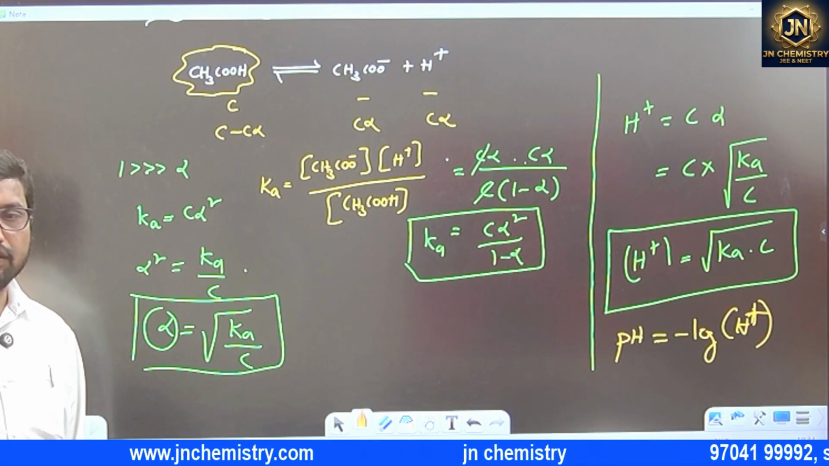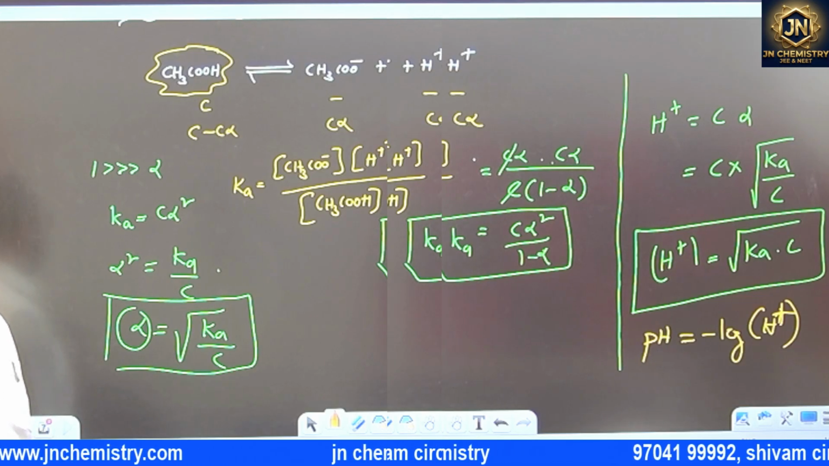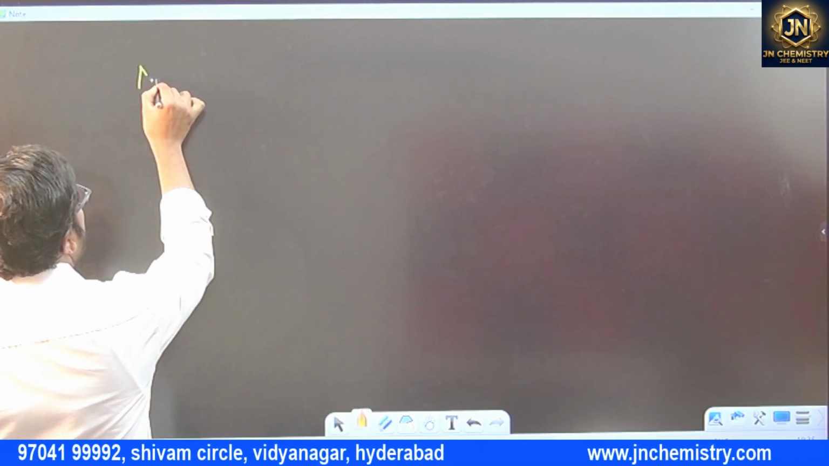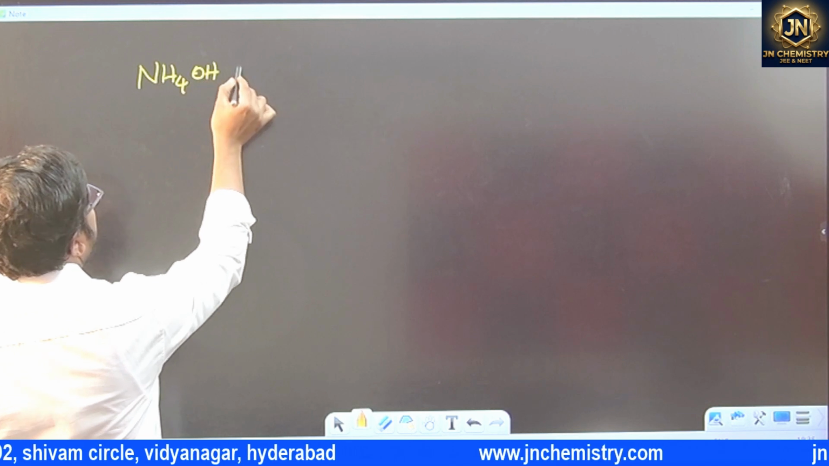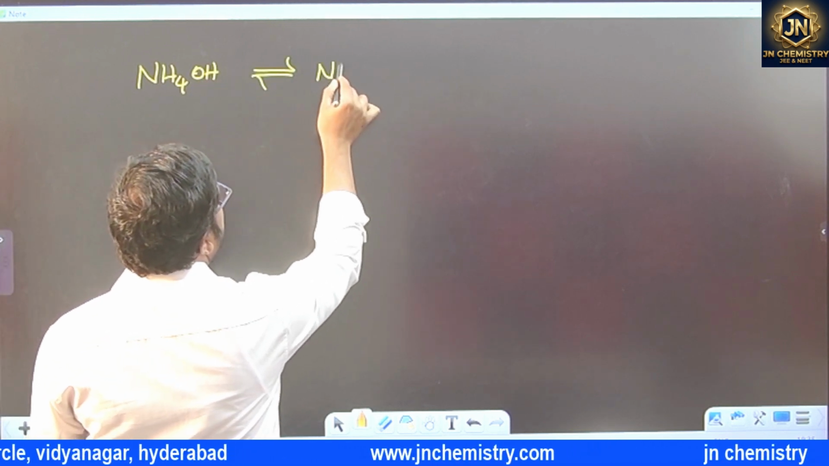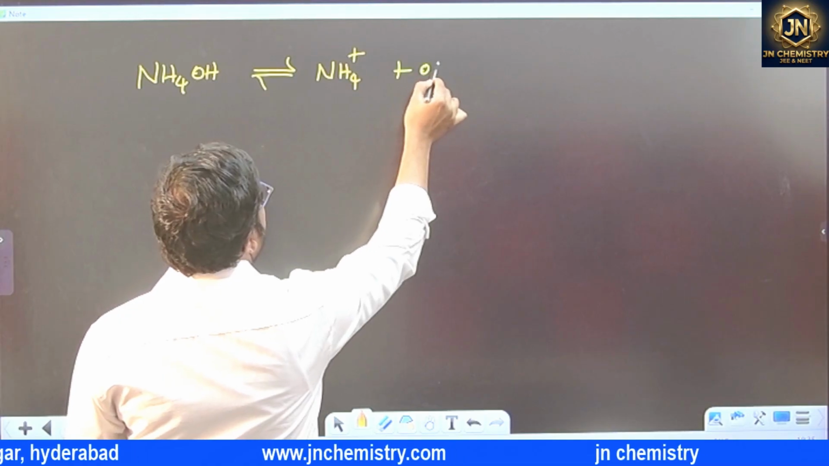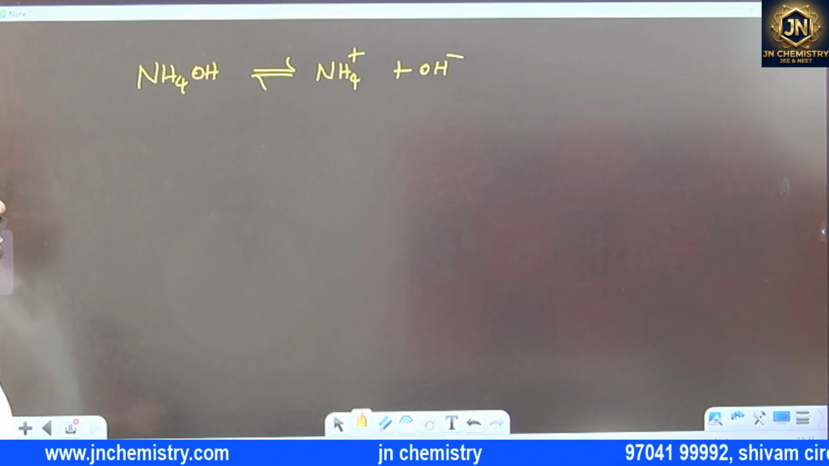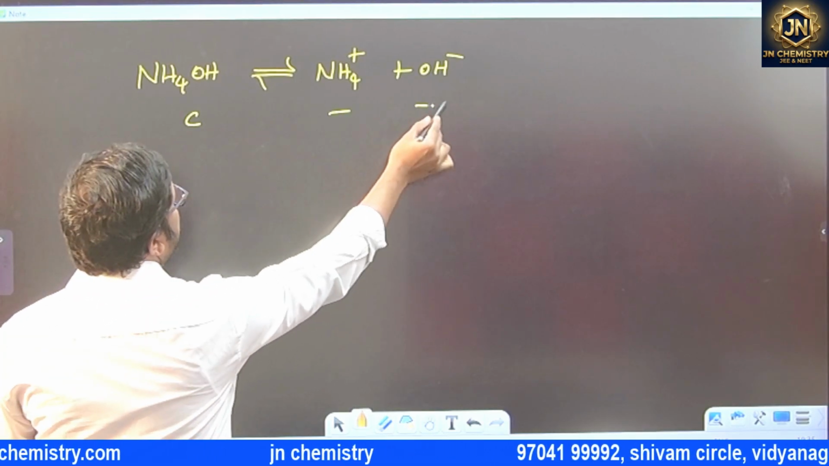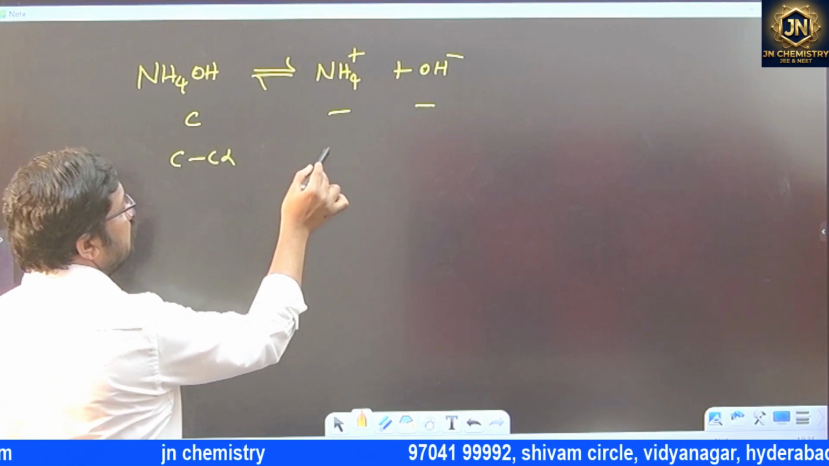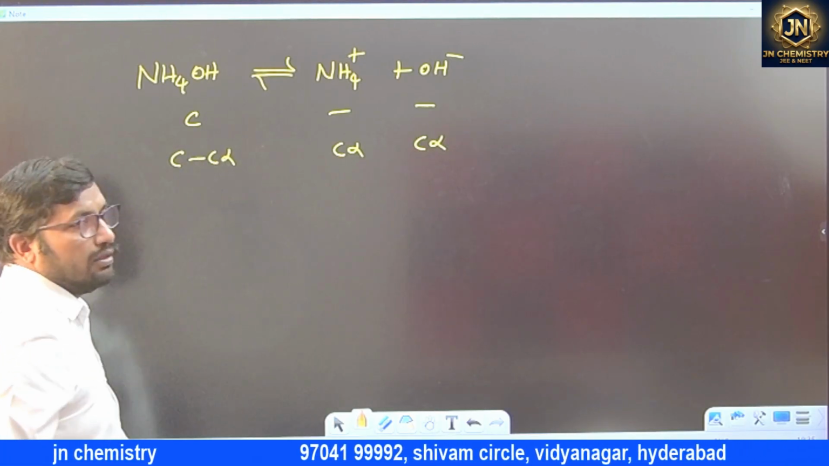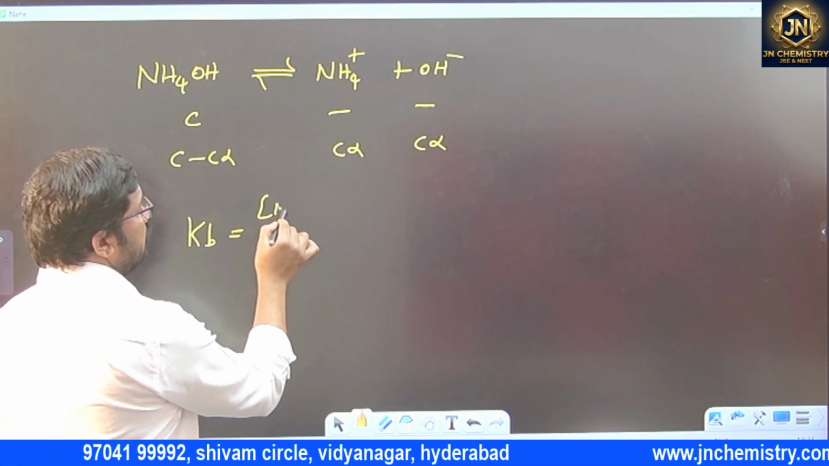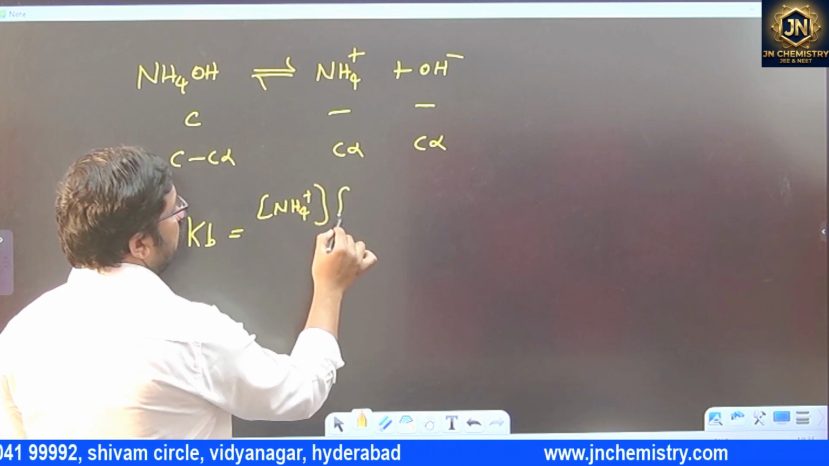This is for acid. For bases also we can take the same thing. For example, NH4OH, a weak base, gives NH4 plus and OH minus. For the base dissociation constant, we could say Kb. The initial concentration C, after that C minus C alpha, C alpha, C alpha.